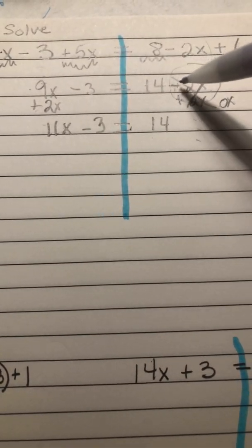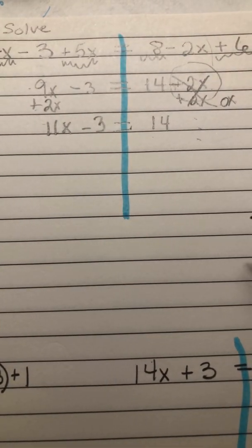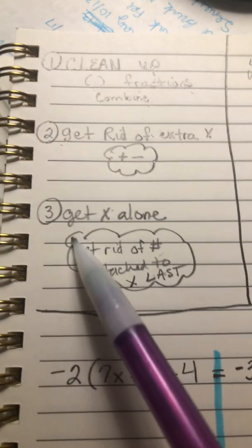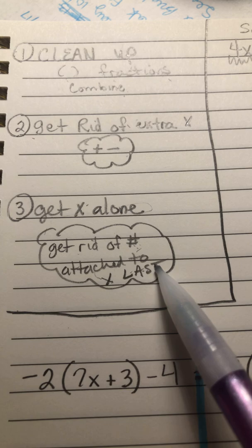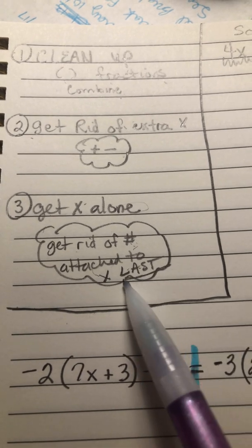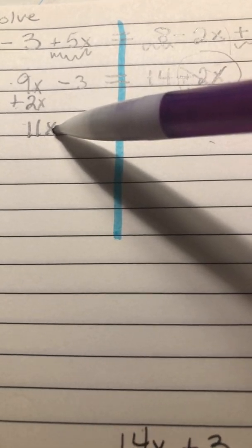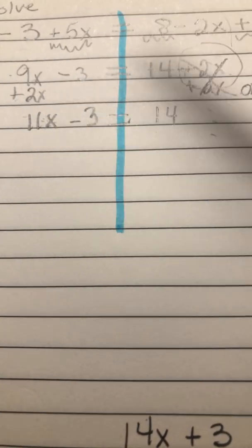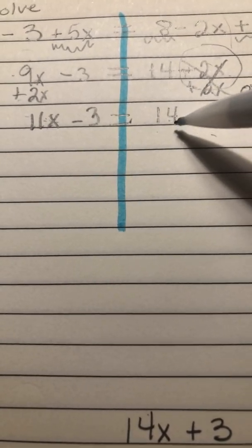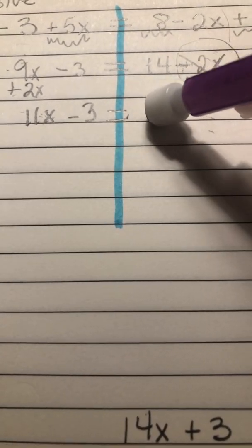So step 2 was get rid of one of the letters. Then step 3, get x alone, and make sure you get rid of whatever's attached to the x last. So if you look here, the 11 is what's bumped up against the x. So we're going to do that last. We're not going to mess with the 14 because the 14 isn't even bothering my x.